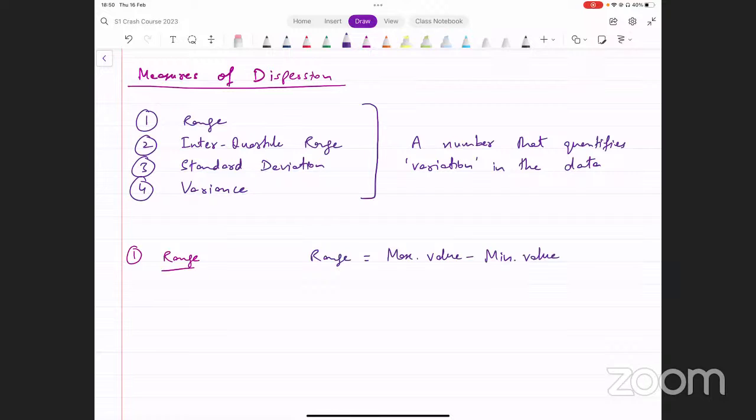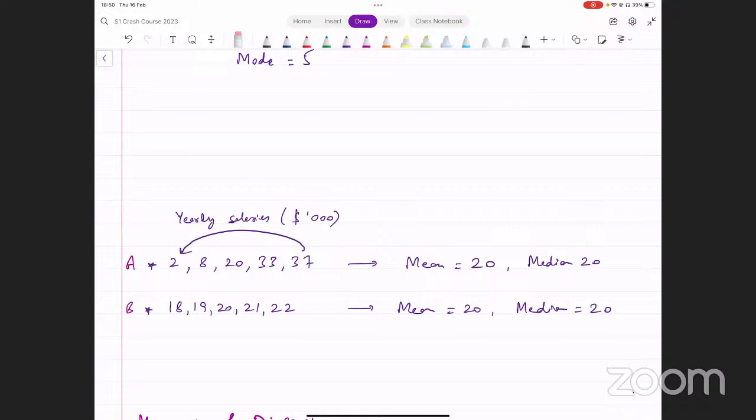All right. Now for this data, for instance, range would be 37 minus 2. And that turns out to be 35. And range of the second data is 22 minus 18, which is 4. So this is one way to quantify this range. For the first data, the range is 35. And for the second data, the range is just 4. So there's more variation in the first data as compared to the second data. All right. So that's the first measure that we have.